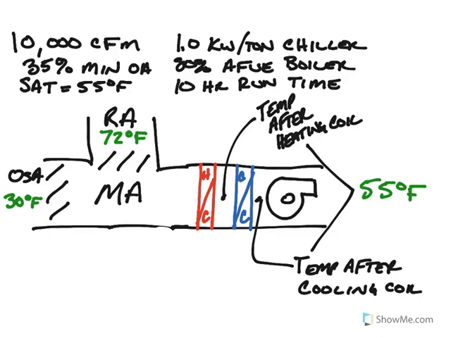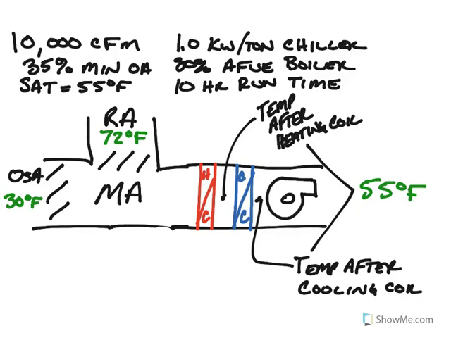So in this scenario, we're ignoring fan heat, so there's no fan heat going on. It's a 10,000 CFM air handler with 35% minimum outside air. The desired supply air temperature is 55 degrees. Your chilled water is being provided by a chiller that has an efficiency of 1 kW per ton. Your boiler is providing heat at an efficiency of 80% AFUE, and you've got 10 hours of runtime.